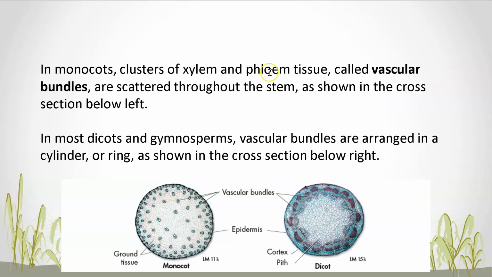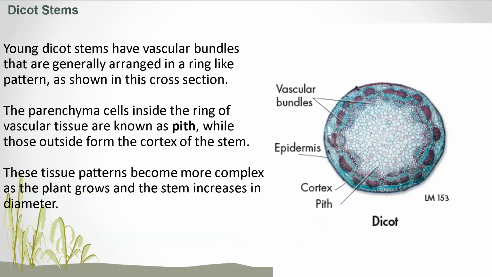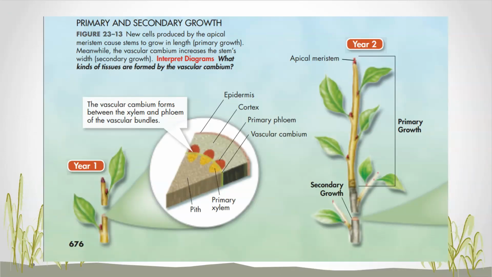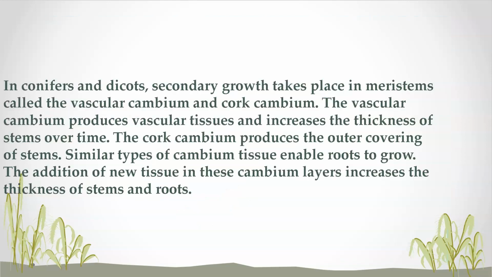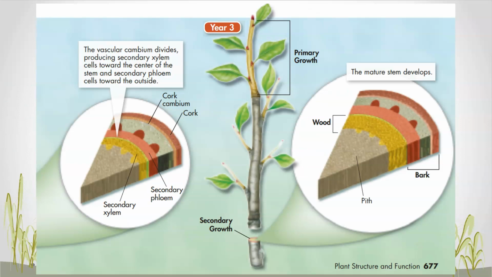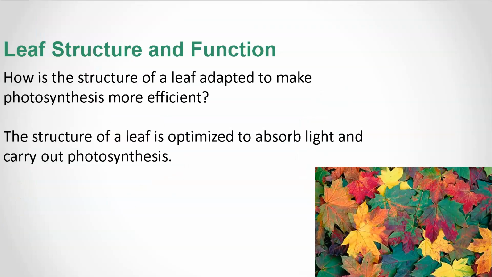In monocots, clusters of xylem and phloem tissue are called vascular bundles, and we already talked about that. The central region of a dicot stem is known as a pith. This is vascular tissue. So these patterns become more and more complex. Stems also can sometimes show primary versus secondary growth. Secondary growth contains that cork and bark that we've seen so much in our lives.